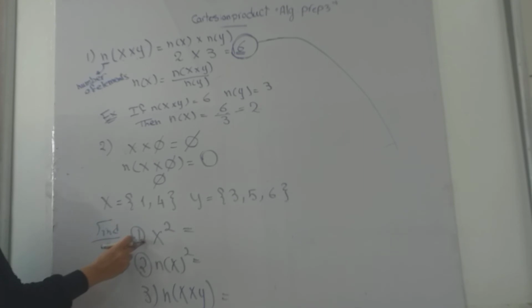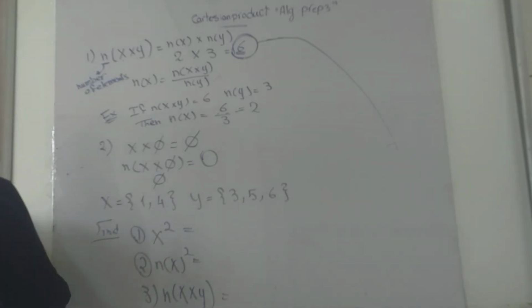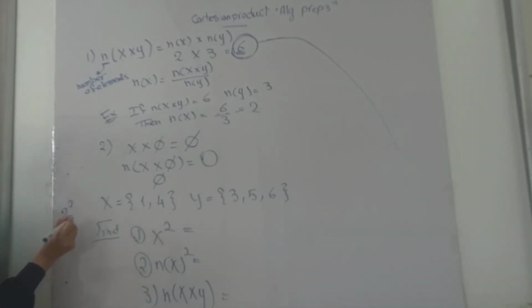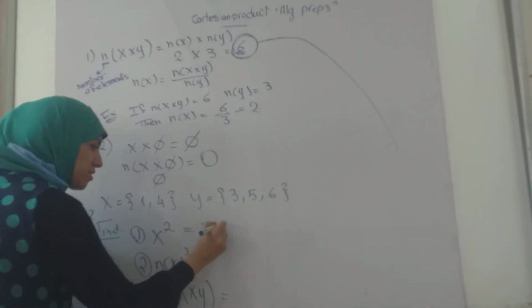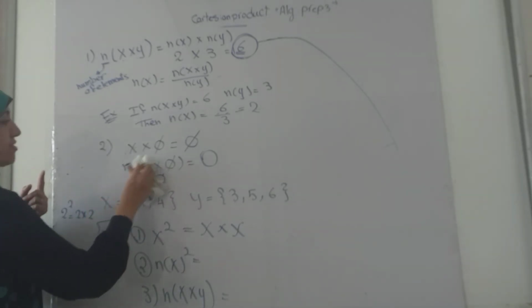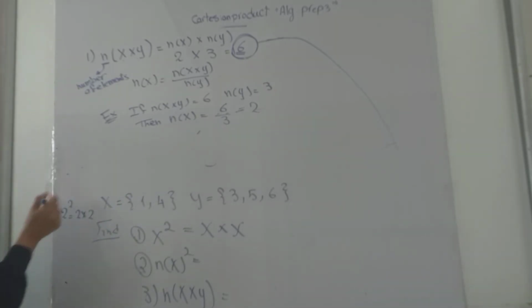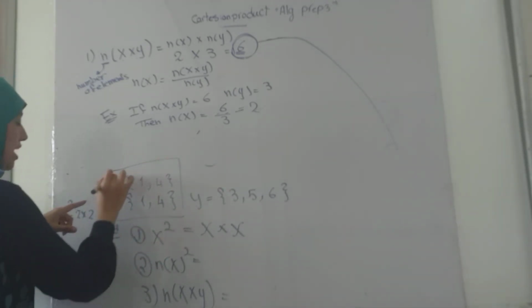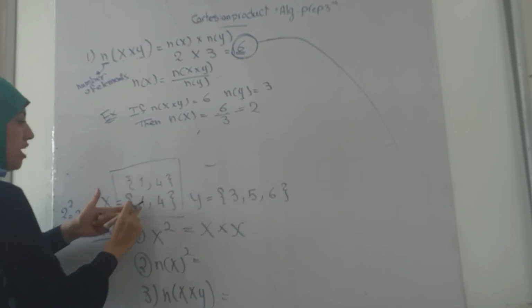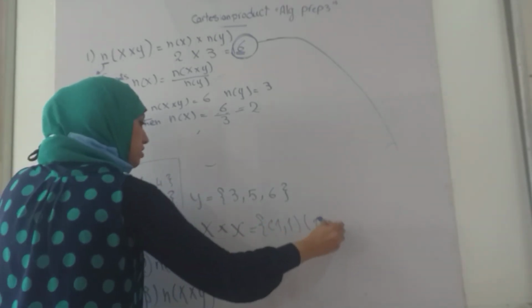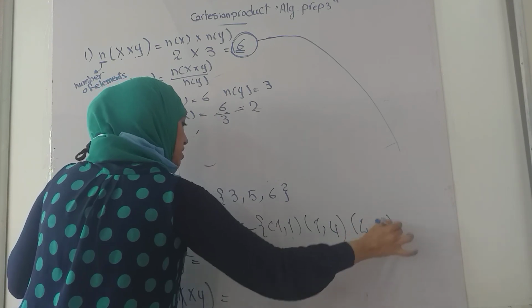Let's take the first question. x power 2. What's the meaning of x power 2? Like 2 power 2. What is the meaning of 2 power 2? 2 power 2 means 2 multiply 2. So x power 2 means x multiply x, or x times x. I have only x, so what do I do in this case? Write x again, {1, 4}. So we can answer this as x and y, x by x like x by y. So (1, 1), (1, 4), (4, 1) and (4, 4).